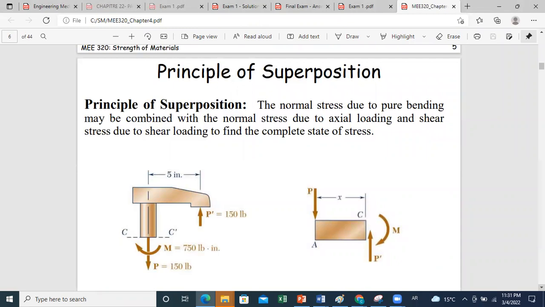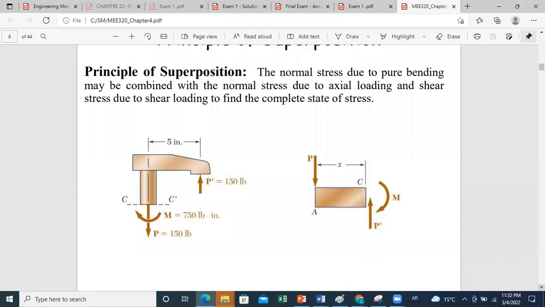Now, this is what we call the principle of superposition. So we can, if you want, decouple the two parts. We can find what is the stress distribution due to the presence of an axial load, what is the stress distribution due to the application of pure bending, and then we can do the superposition of their effects to find the result of having a bending moment and normal force on the stress distribution. So this is what we call the principle of superposition.